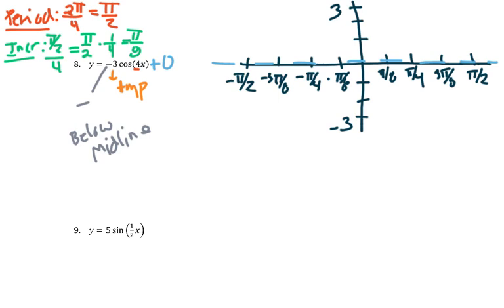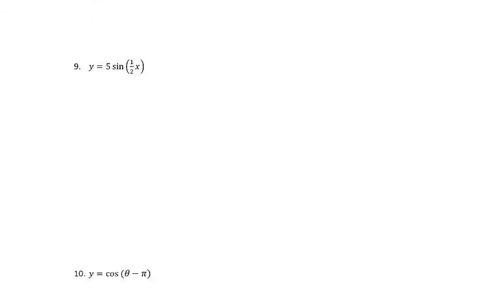So instead of starting up here, we're going to start down at -3. And as I go over one increment, I go to the middle, then to the top, then to the middle, and then to the bottom. And then we can do our negative section. All right, so let's go to 9.